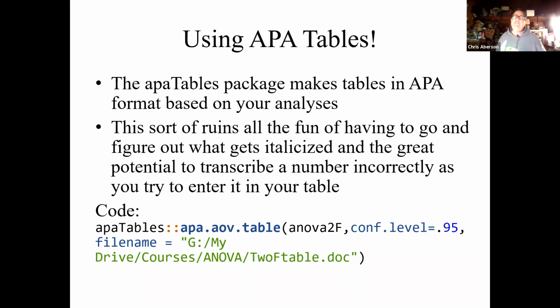This kind of ruins all the fun of having to go and figure out what gets italicized, having the opportunity to make errors transcribing numbers, something that apparently happens quite a bit. So although this takes the fun out of things, it will make things a little easier for you. You can see the command here. Again, it's just based on the analysis. I give it a confidence interval level, and this is actually pretty interesting what it's going to give us. And then we give it a file name to write to. So this will write your formatted table to a Word document.